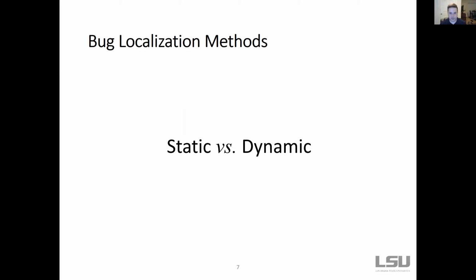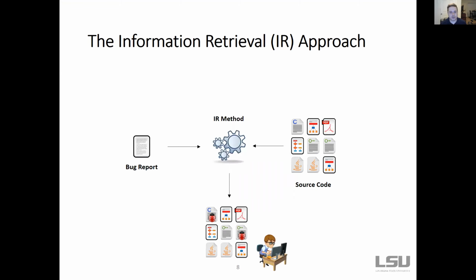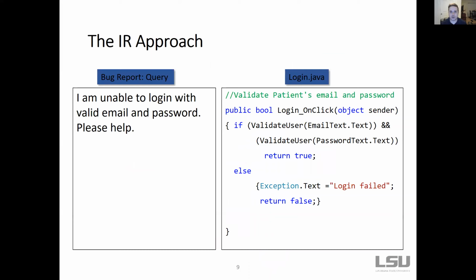Now, we have the static methods, which are known to be cheaper. The way they're implemented is usually using information retrieval methods. The IR approach for bug localization can be described as follows. Assuming we have the bug report, which is usually written in plain English, and we have the source code, an IR method tries to extract the textual components of source code and match them with the textual components of bug reports. Source code files that share a lot of textual similarity with bug reports are highly likely to be related to the bug.